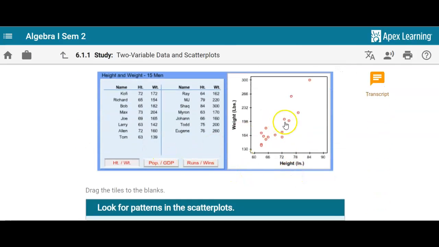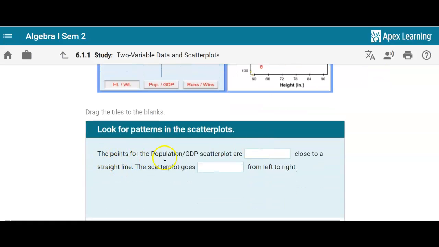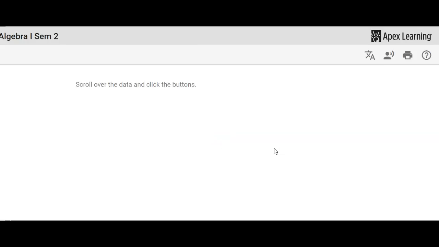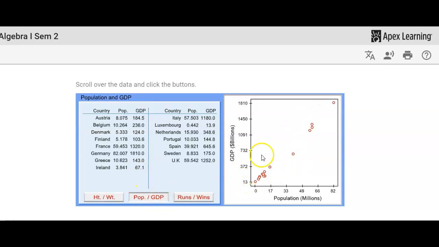Okay, so as we look at it, the first graph you see is this one here. They're going to ask you what the points for the population GDP scatter plot are. So I'm going to go to this scatter plot here. When you look at the population GDP, do these points tend to line up in a close linear fashion or spread out? And as your population goes up, is your GDP going up or is it going down from left to right?